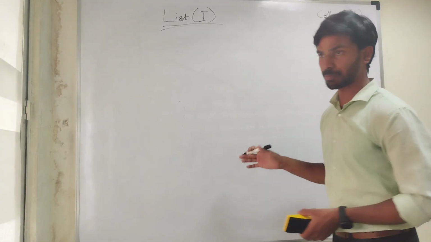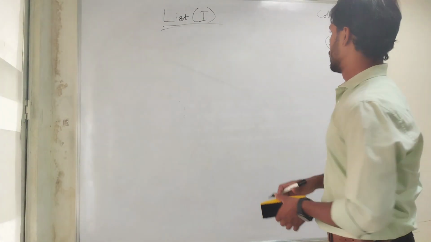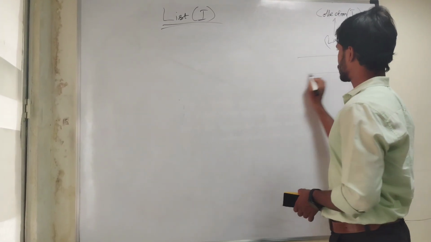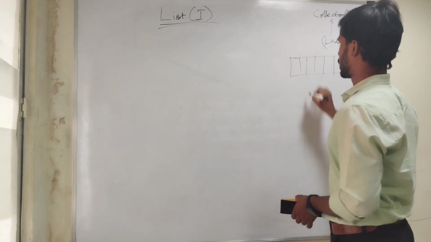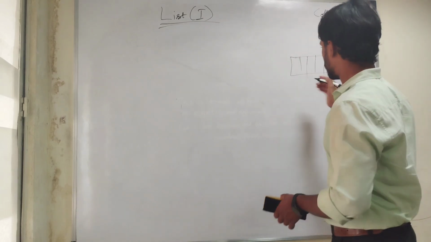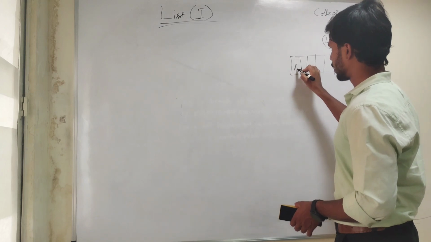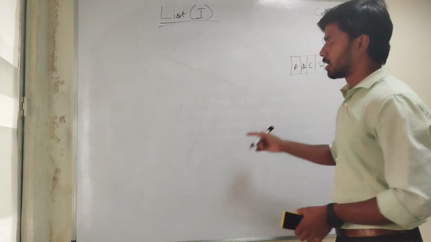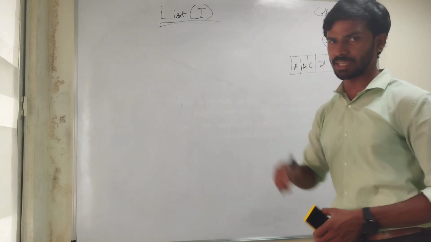So what are the methods present inside the list interface? We'll be discussing that. List is a child of collection, as we have already discussed. Now suppose there is a list object, in which we can store multiple objects, like multiple different data. Suppose in this list I have some objects like A, B, C, D. Whatever data we want to add, we will use the add method.